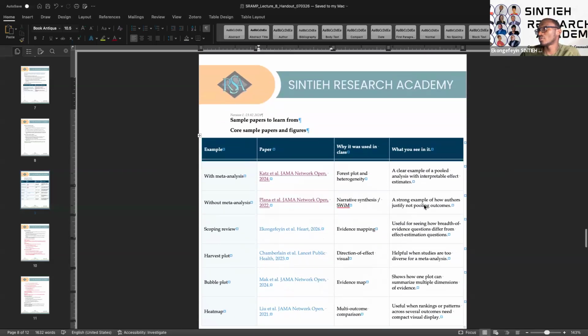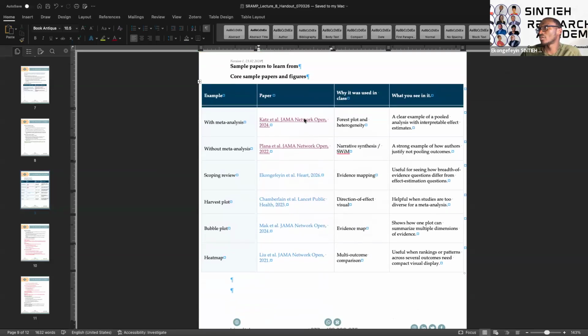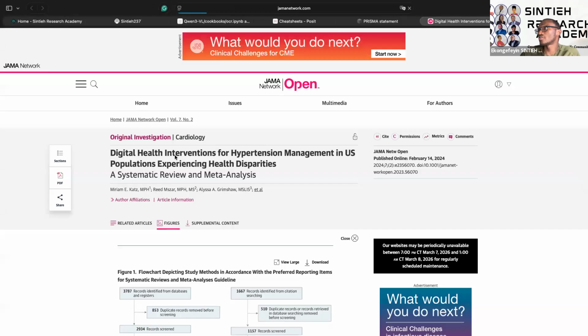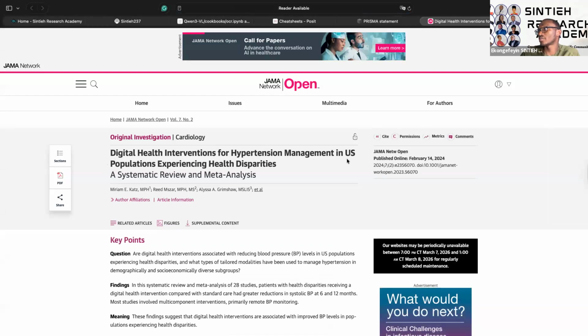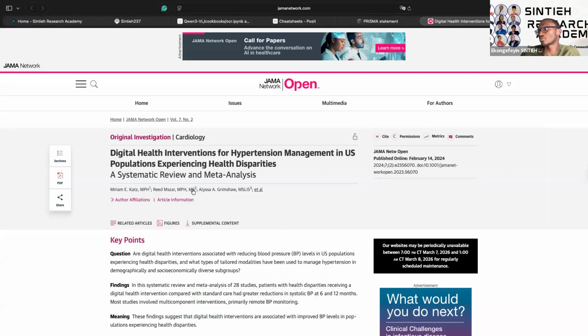So now let's go back to these papers that we are looking at. Let's start with Katz et al., which has a meta-analysis. This is the paper: digital interventions for hypertension management in the US. Honestly, this is a very nice study that I want to do myself. If any of you is interested, we can use it as one of your topics and do it for sub-Saharan Africa, not the US.